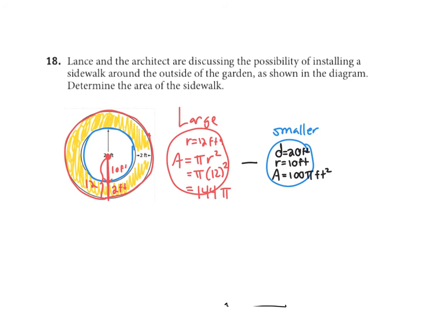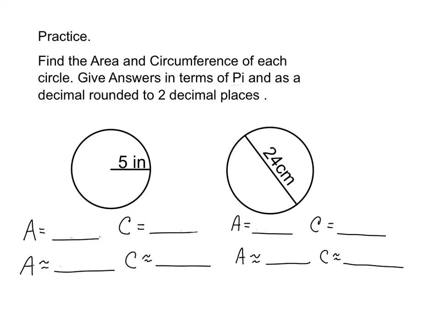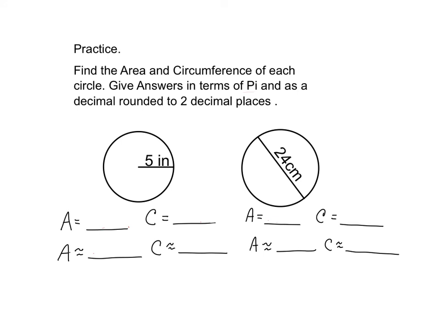Now, since I want to subtract these two, keep in mind you can subtract them in terms of pi. 144 pi minus 100 pi is going to be 44 pi. So my exact answer is that the area of the shaded sidewalk is 44 pi feet squared. My approximate answer would be multiplying 44 times pi in your calculator, and you would get about 138.23 feet squared.